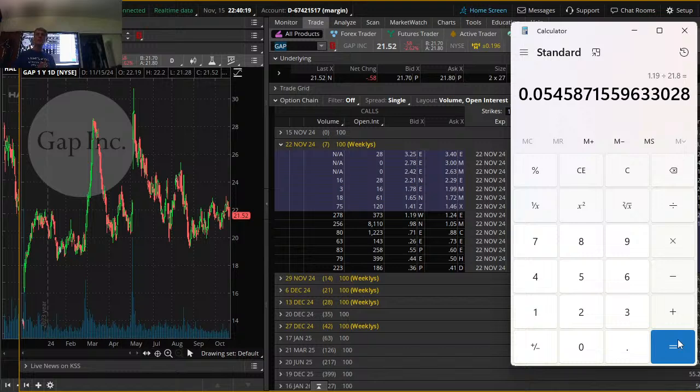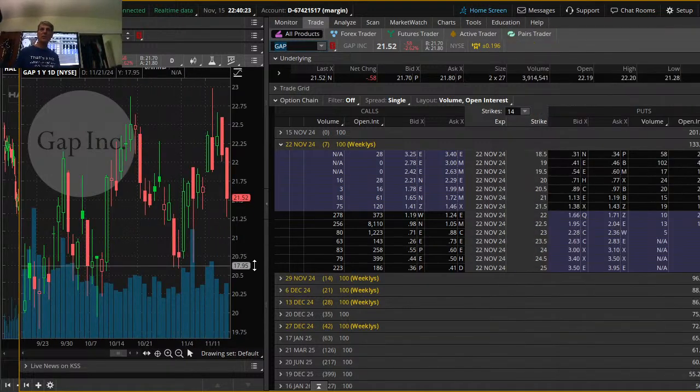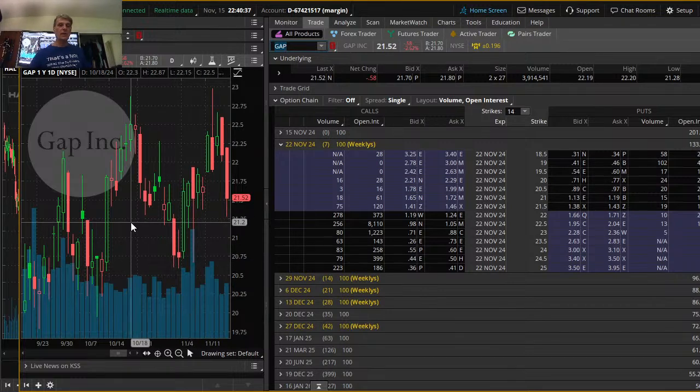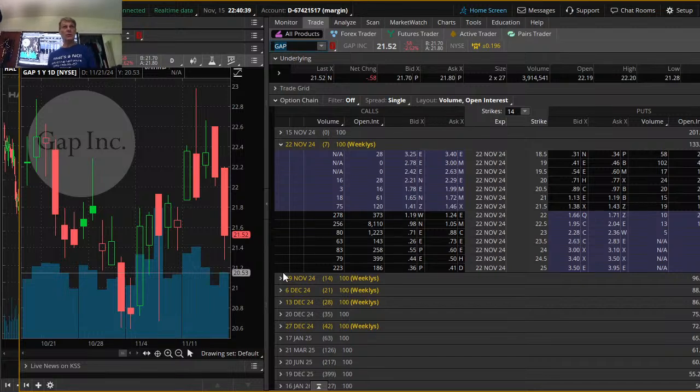The big question should be, actually there should be a few. Number one is, do I like this company, the Gap? Number two is, do I like the Gap at this current price? Number three is, what is the chart telling me? Well, the chart's telling me no at the moment.